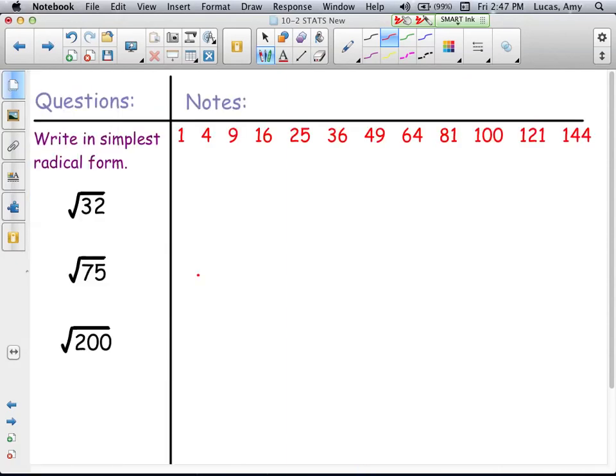Okay, so let's try this out. Notice across the top of the screen, I have written the first 12 perfect square numbers. Remember, 1 times 1 is 1, 2 times 2 is 4, 3 times 3 is 9, and so on. So these are my perfect squares.